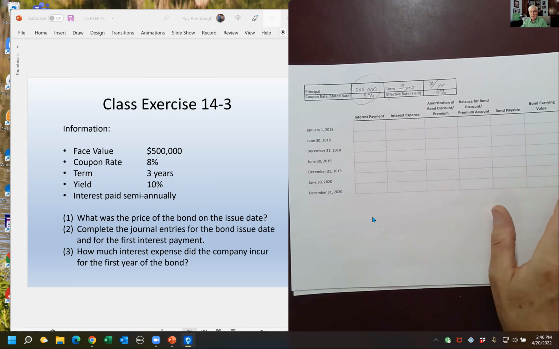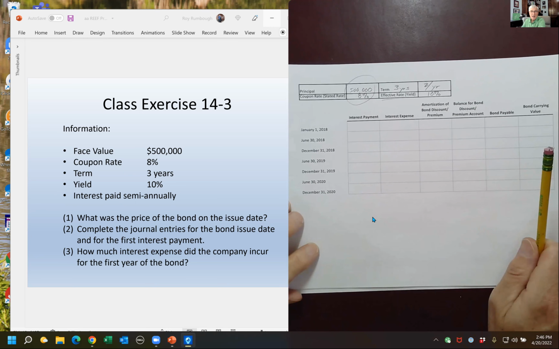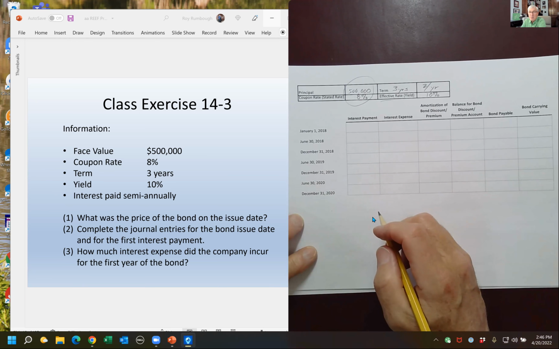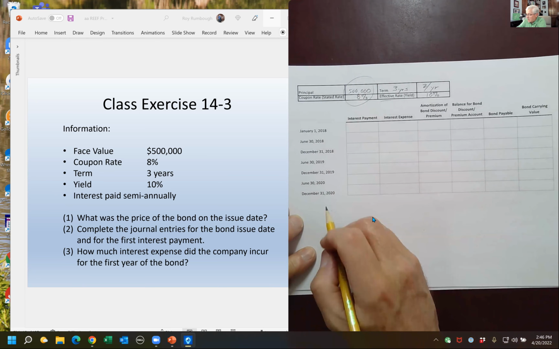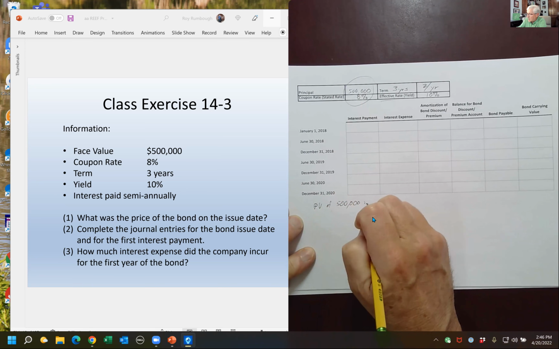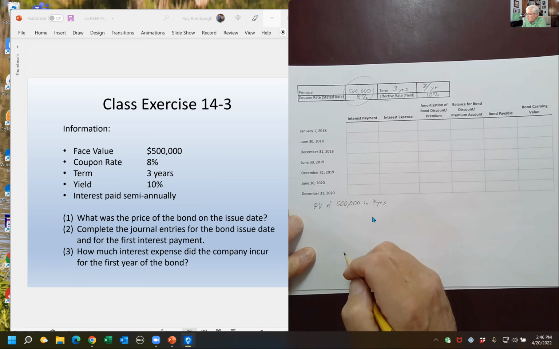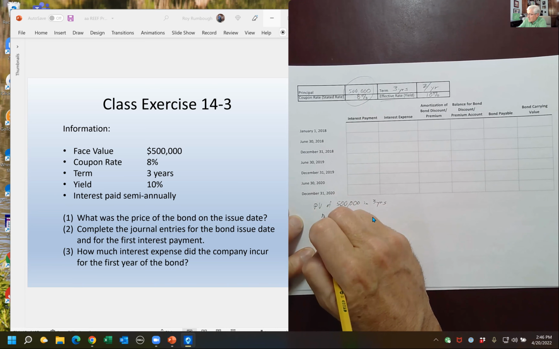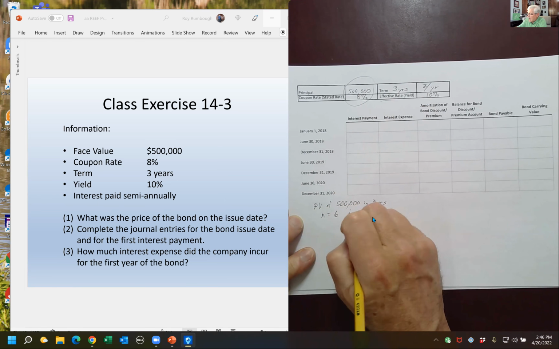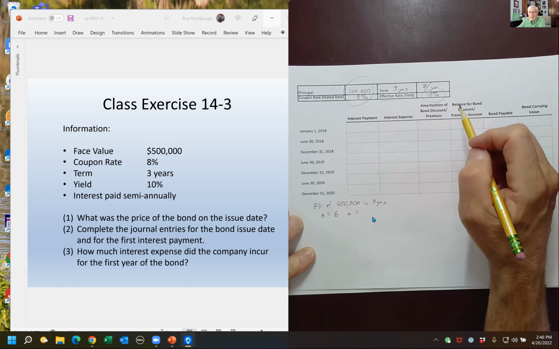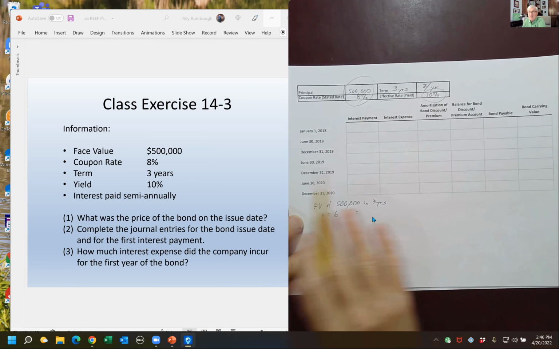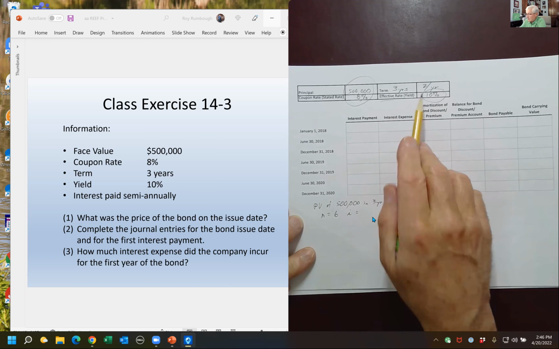Here, let me pull this over so I can get this in. There, that's much better. Okay, so step one, we've got to calculate the price of the bond. So we need the present value of 500,000 in 3 years. And so that's going to be N equals 6, 3 times twice a year. We always use the market rate. Don't get confused here. The coupon rate, that's only for the payment amounts. Market rate, that's what we're trying to get to.